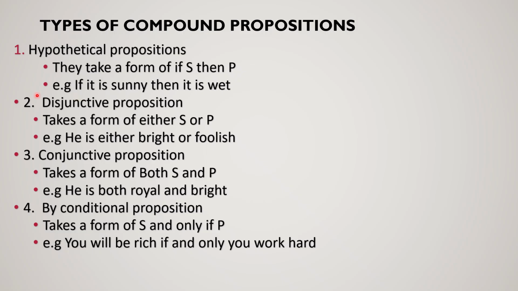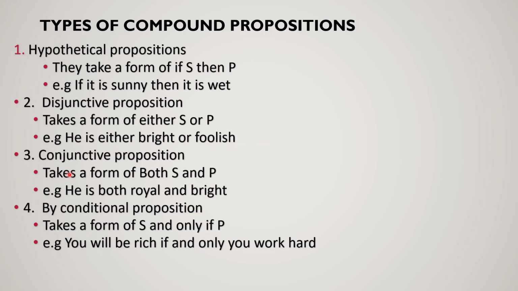In other compound propositions, we also have disjunctive propositions, which take the form of either S or P. For example, when you say he is either bright or foolish, either S or P, where S, the subject, is bright, and foolish is the predicate.